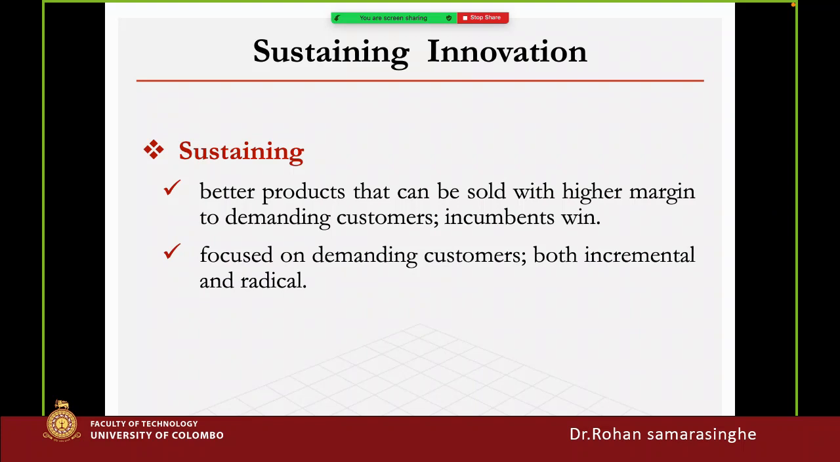So always the sustaining products can be sold with a higher margin to demanding customers. They focus on demanding customers, with both incremental and radical innovation. Sometimes this sustaining product may have the incremental or the radical thing. Incremental means developing using the new technology, and users can get the modified benefit.